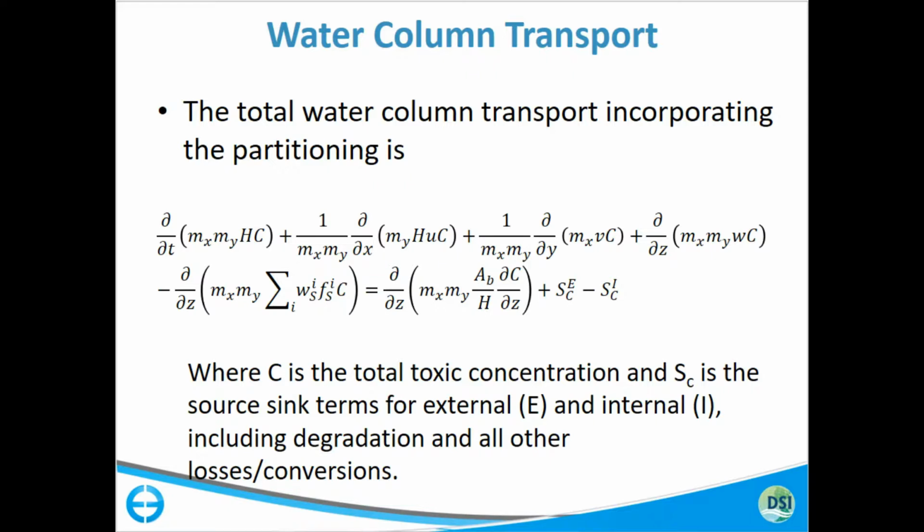And then on this side over here, you've got your source and sink terms for your internal and external links. External being boundary conditions, atmospheric loads that are coming in, or losses from volatilization. Your internal source and sink would be any kind of biodegradation, degradation, or conversions, which can go plus and minus.